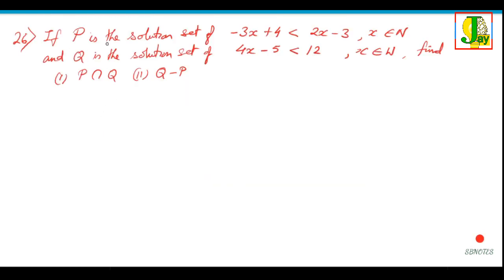In this question, P is the solution set of this. Okay, so we have to find P, which is the solution set for this inequation, and this is the replacement set for this inequation, and Q is the solution set for this inequation, and whole numbers, this is the replacement set for the second inequation. So we'll separately solve this. Okay, so let's take the first one.